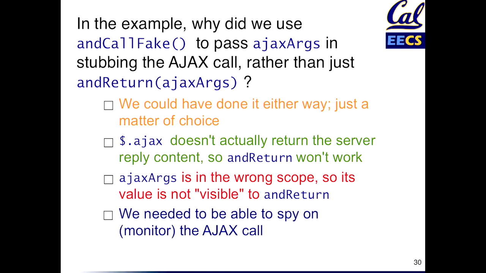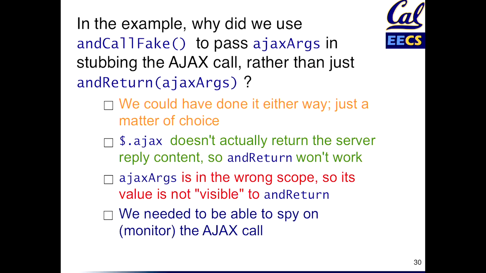So I'm kind of cheating because I sort of gave you the answer to this. But just to walk through, in the example, why did we have to use and call fake rather than just using and return? If this were to hypothetically appear on an exam, you might have choices such as we could have done it either way. AJAX doesn't actually return anything, which is the correct answer, as we explained. AJAX args is in the wrong scope. This is arguably true, but it's not the reason that it wouldn't work. Or that we needed to be able to spy on the AJAX call. Well, we already know how to spy on the AJAX call, so that's not the answer either.